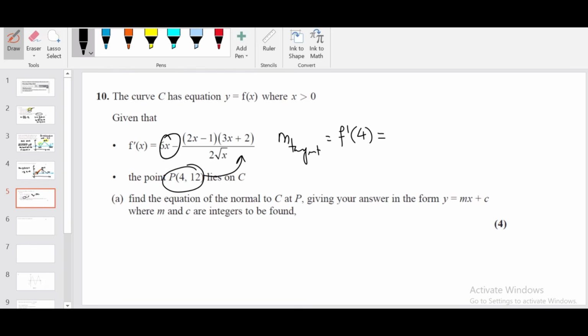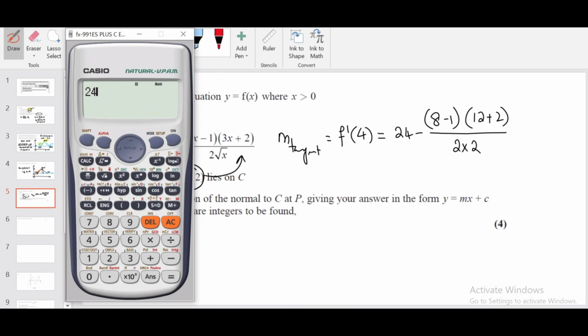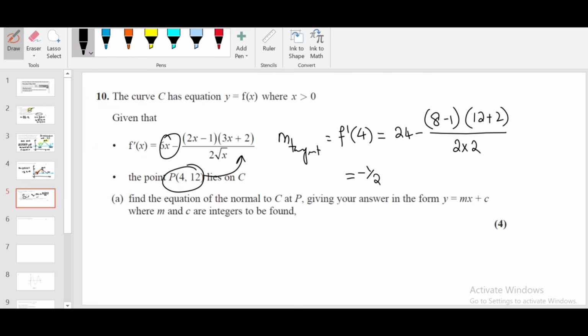So 6 times 4 minus 2 times 4, which is 8 minus 1, times 3 times 4, 12 plus 2, divided by 2 times square root of 4. Let's calculate this. 24 minus 7 times 14 divided by 4. You get negative 1 over 2. That's the slope of the tangent. So the slope of the normal is the negative reciprocal of this, so it's going to be positive 2.